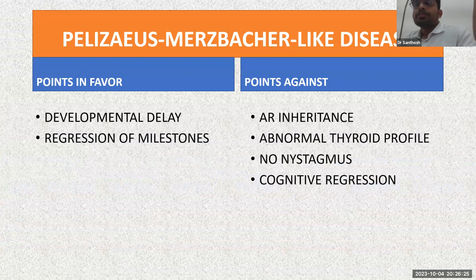Other differentials based on the whole exome diagnosis were Pelizaeus-Merzbacher-like disease, where points in favor were developmental delay with regression of milestones. Points against were that PMLD is autosomal recessive inheritance, the abnormal thyroid profile is against it, and no nystagmus.